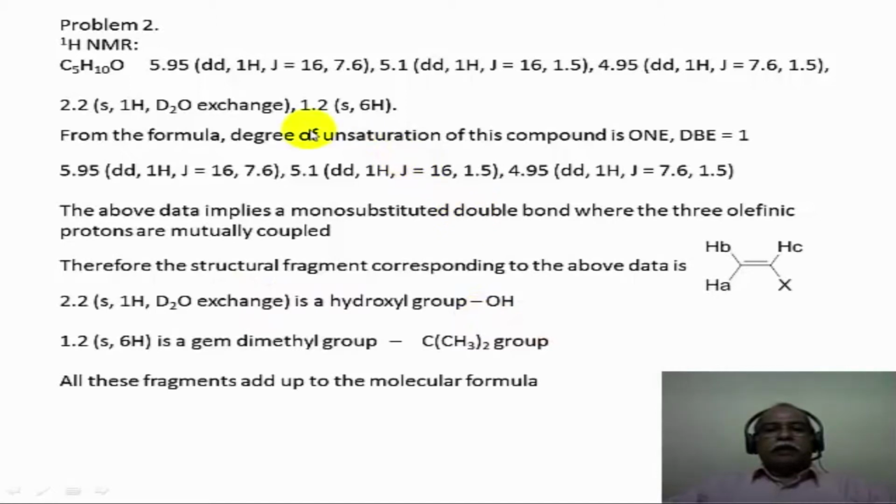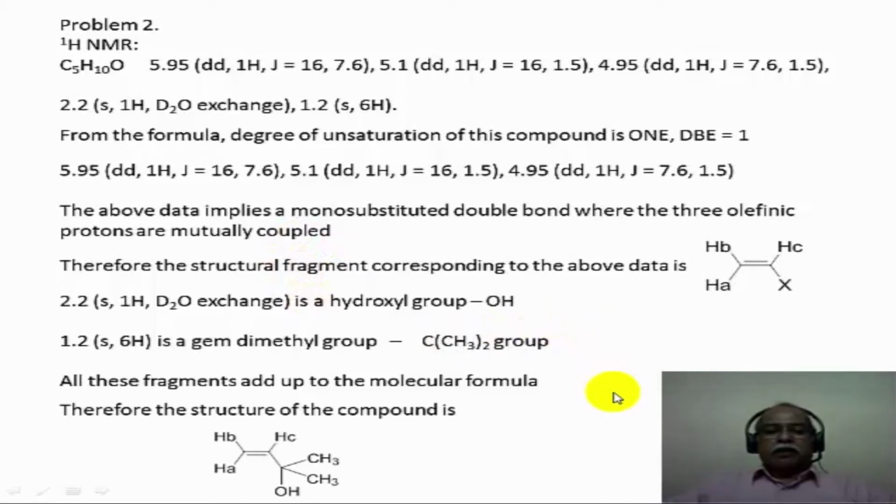So once again, this 1.2 ppm singlet of 6 hydrogens would only mean a gem-dimethyl group connected to a carbon. If you put all these fragments together, we come to the conclusion that this compound can only be dimethyl allyl alcohol, which is consistent with the data given. Once you arrive at the structure, you can always go back and check whether it satisfies the spectroscopic data that is given.